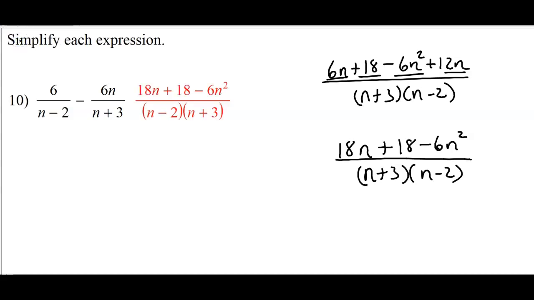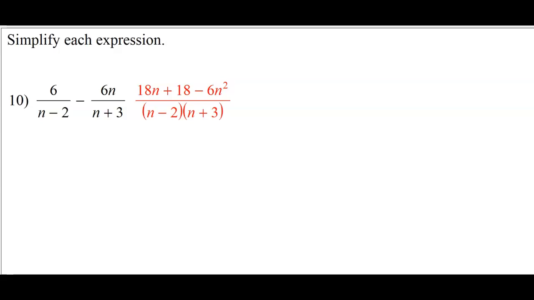This is how it would be written on the test. So it's exactly what I have. I was wondering if maybe they would rearrange these numbers, putting the squared first and the 18n next and the 18 last. But they didn't. So the order doesn't matter so long as the signs in front of those numbers is the same. So there's that one.